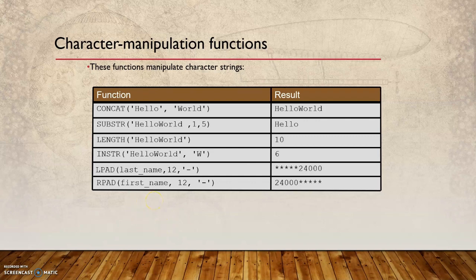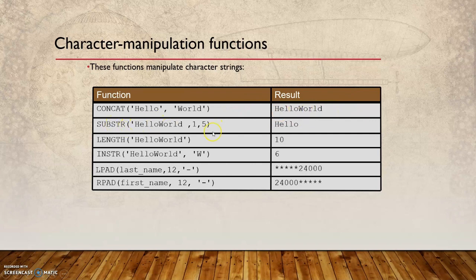Let's look at the character manipulation functions, which I discussed earlier. With the example, concat of hello plus world, or I mean hello world, the result should be this one. You can always practice this with the dual. Select concat of hello comma world from dual, and this will be the result.